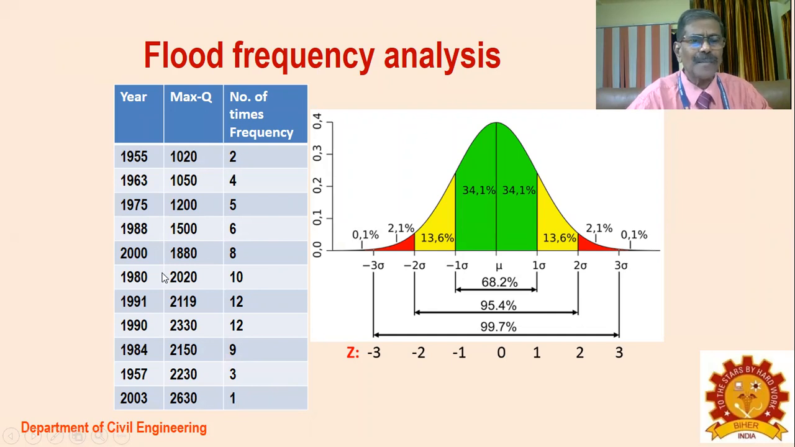So most of the time the flooding is only at that level, and that is represented by a distribution curve like this. Maybe 68% of your time is distributed with 2020 cusecs of the water.